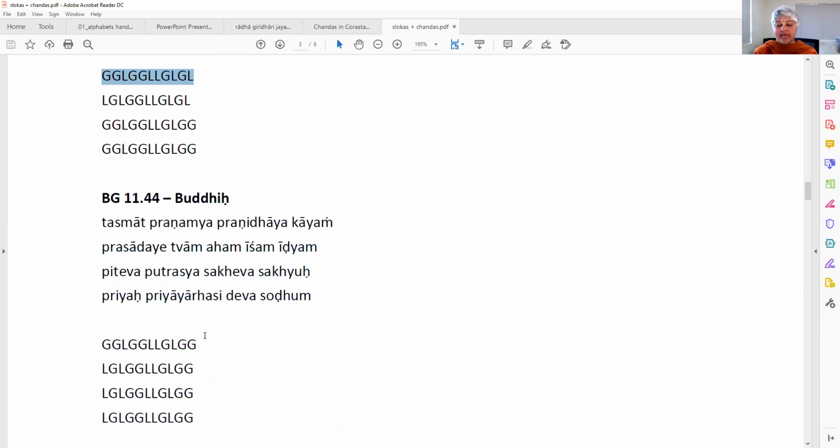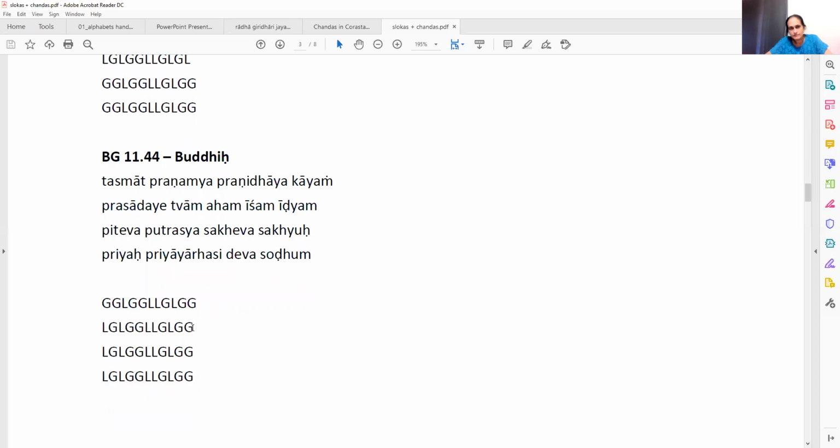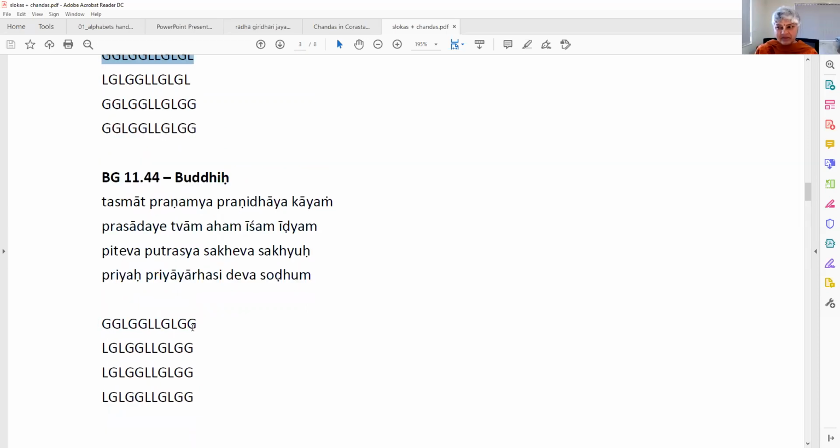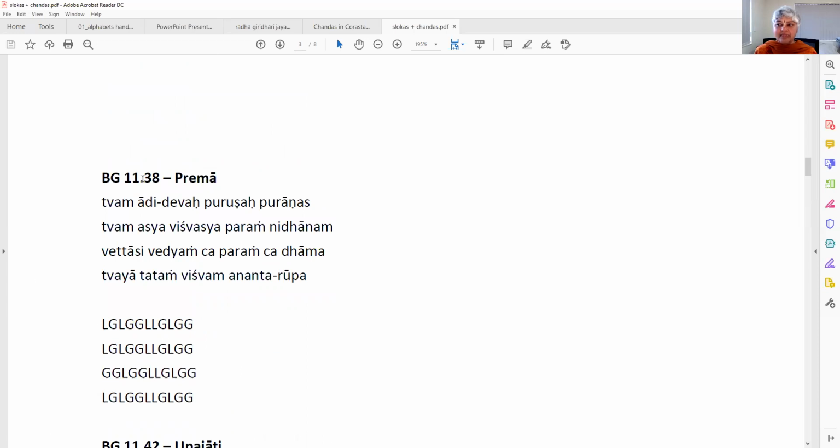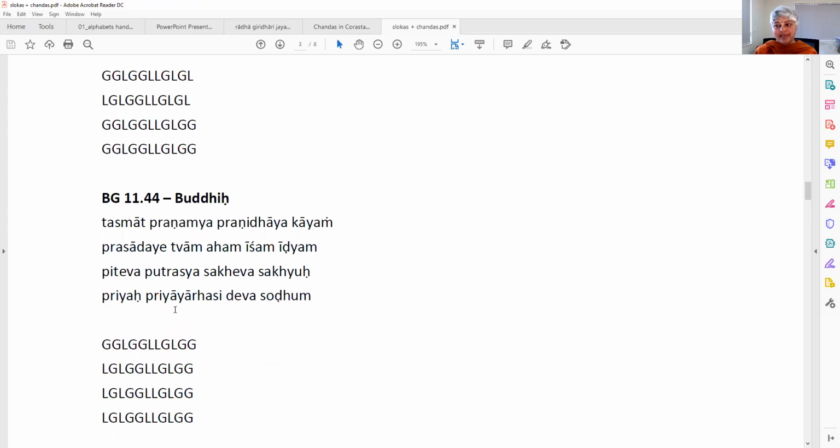And then if you look at yet another one from the 11th chapter, this is in a meter called Buddhi. Tasmat pranamya pranidhaya kayam, prasadaye tvamahamisha medium, piteva putresya sakheva sakhyu, priya priyayarhasi deva sodhum. This is where Arjuna is praying to the Lord, saying, please think of me as just another person you love a lot, and therefore you will forgive. Whereas in Prema, there is love. Tvamadideva Purusha Puranas, he's praising the Lord. And in this one, he's requesting the Lord.